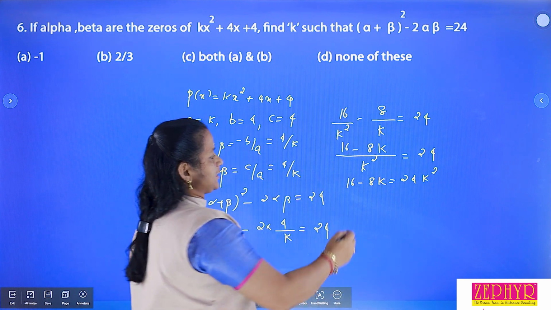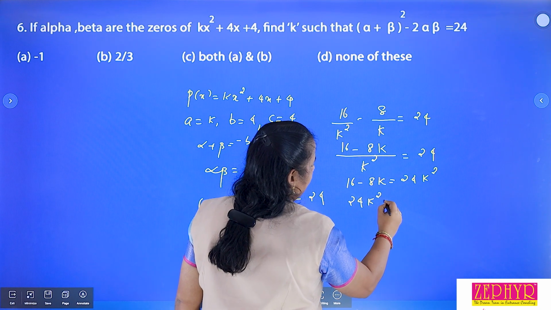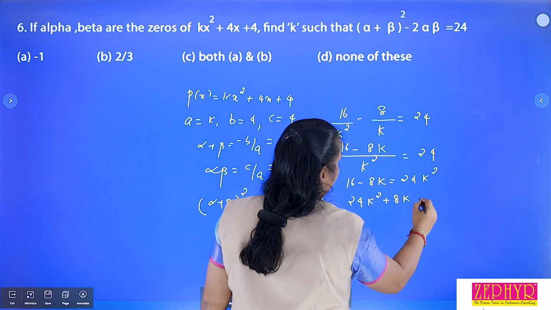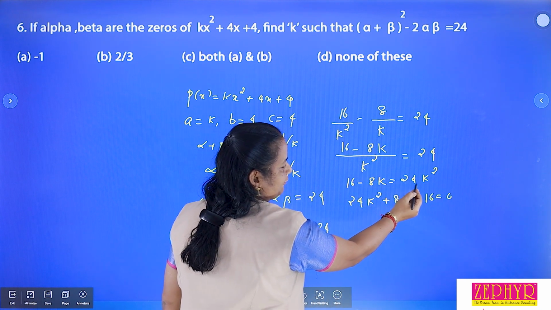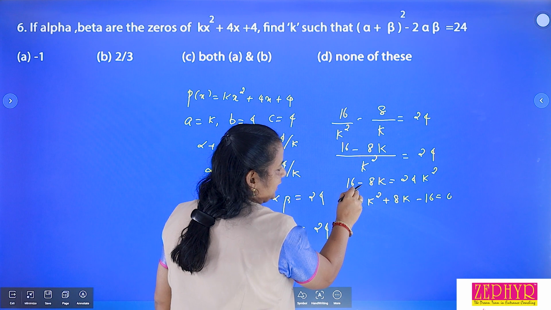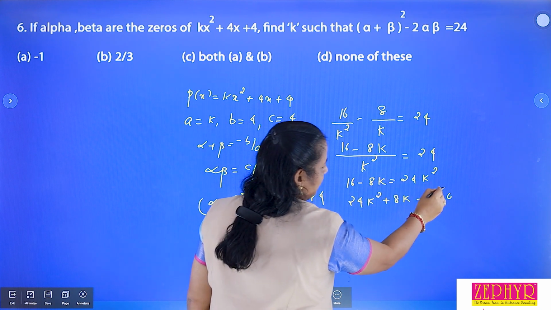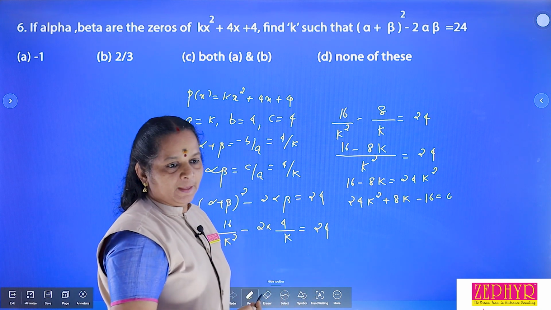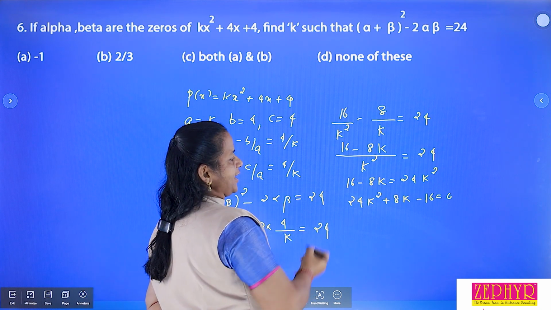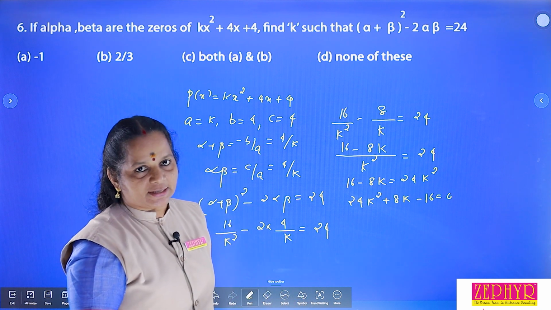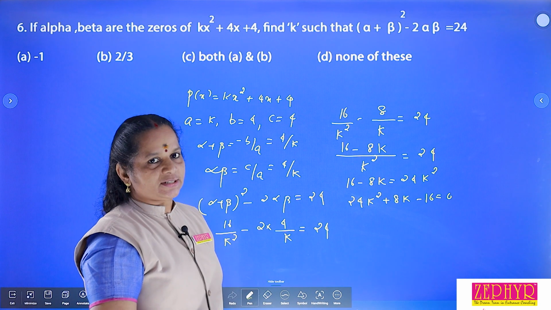We can rearrange this term as a quadratic polynomial. 24k square plus 8k minus 16 equal to 0. Here it is 24k square. Take this minus 8k to this side, it becomes 8k. 16 to this side, it becomes minus 16. So cancel out the common terms here and we get a quadratic equation. Can you find the answer here for k? What's the value of k? Okay, can you do it yourself?